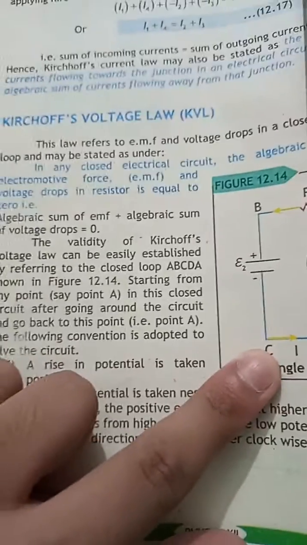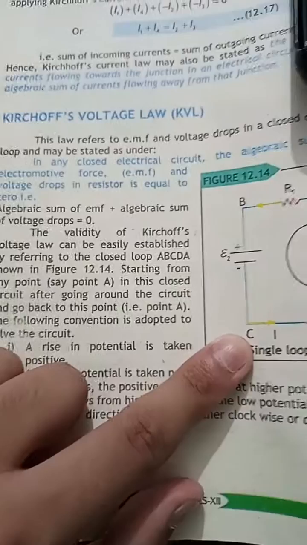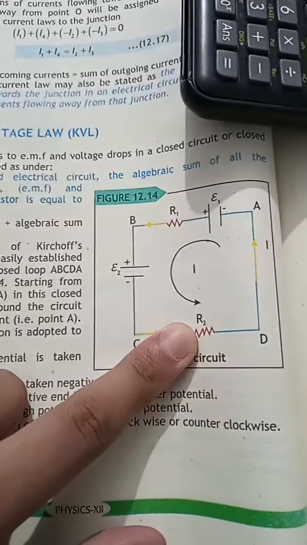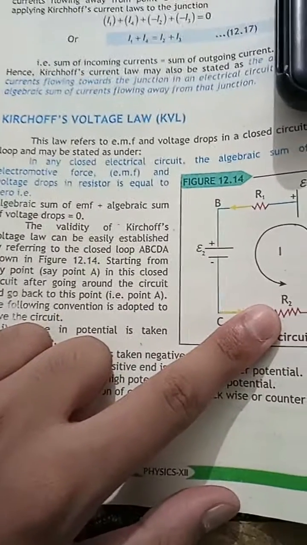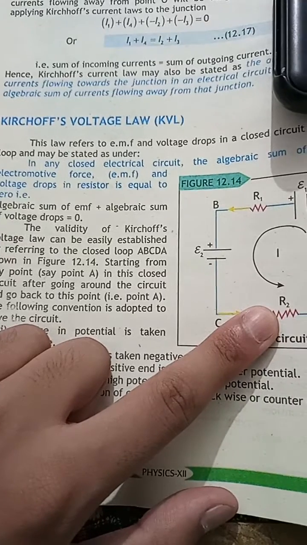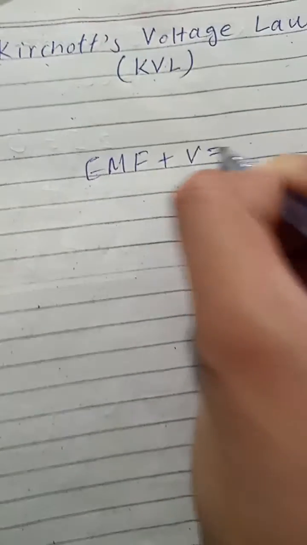We're going to study Kirchhoff's voltage law. Now, what is Kirchhoff's voltage law? It says that in any closed electrical circuit, the algebraic sum of all the electromotive force (EMF) and voltage drops in resistors is equal to zero, which clearly means that EMF plus V is equal to zero. So now how are we going to chart it?